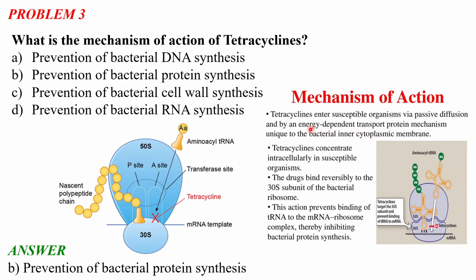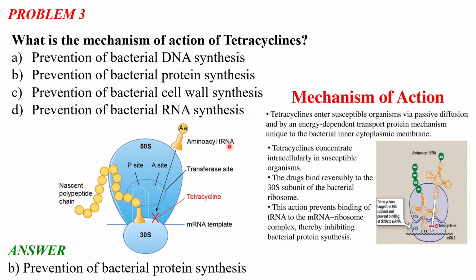the tetracyclines actually have a particular energy dependent transport protein mechanism which is unique to the bacterial inner cytoplasmic membrane. Now many of you can think that these kinds of mechanisms can also be true for the normal DNA synthesis or protein synthesis of humans or the host of the bacteria, but this doesn't happen because these mechanisms are unique for the bacterial inner cytoplasmic membrane. It will only act on the bacteria but not on the eukaryotic ribosome because that structure is different. So remember, tetracyclines bind to the A site of the mRNA ribosomal complex of the bacteria and prevent protein synthesis, and this is their mechanism of action, okay.